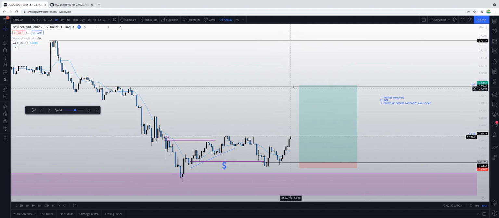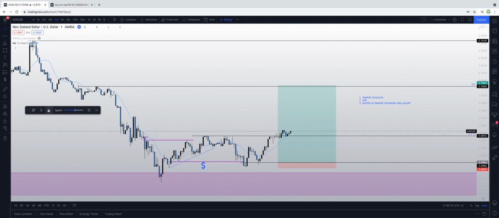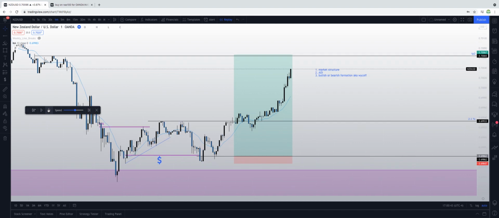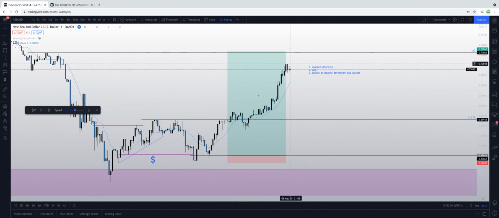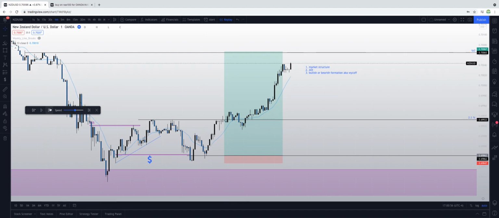So next TP is here. If it continues to make higher highs and higher lows, you can leave your stop loss here, but I personally like to move up aggressively, so I move up here. I don't see another higher low made, so I just leave it here until that TP1 or TP2 is hit.